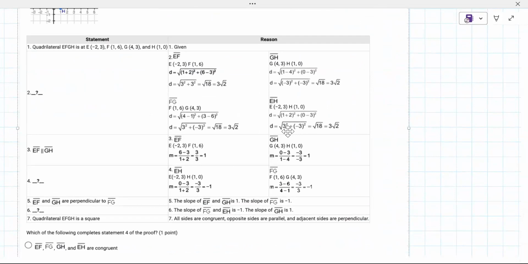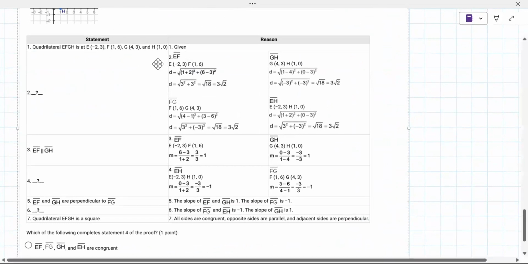So what they're showing you here, I would graph this. I would graph it just to kind of know what it is. But I guess they're saying it's a square, so you don't have to do that. But what they're doing here is they're finding the length from E to F, the length from G to H, F to G, and E to H, and they're all the same. They're 3 root 2, 3 root 2, 3 root 2, 3 root 2. Okay.